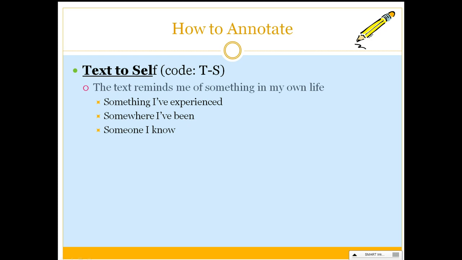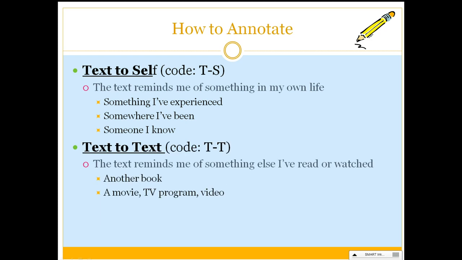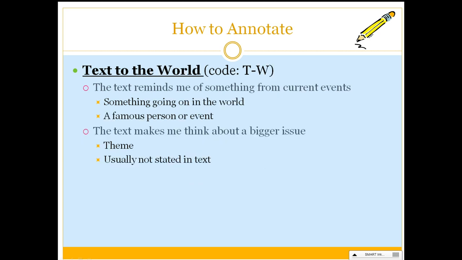Those are all text-to-self experiences. Another one is text-to-text. The code for this is just TT. And this would be where the text reminds you of something else you've read or watched. So another book, another movie, a TV program, a video of some sort. So text to self, text to text, and then the last one is text to world.